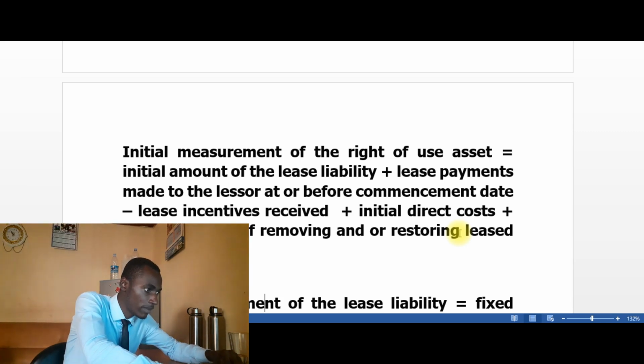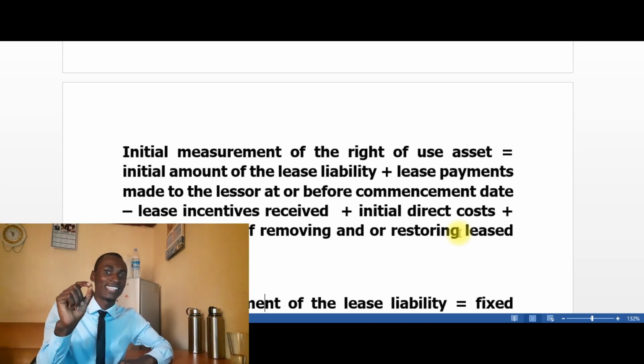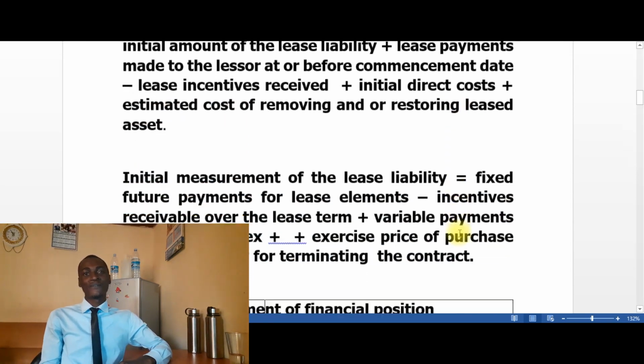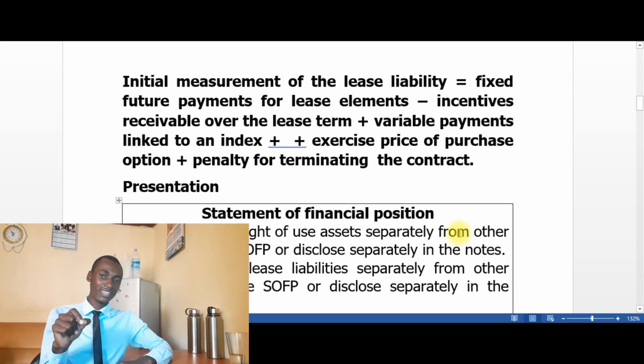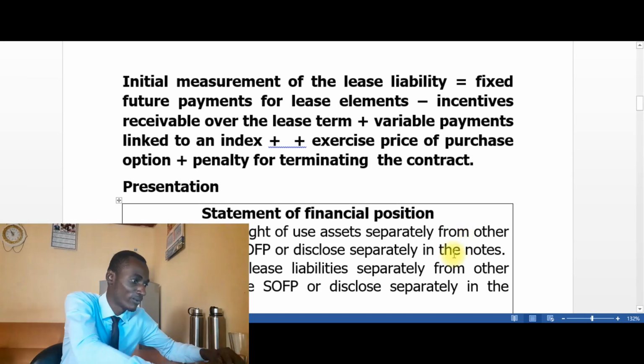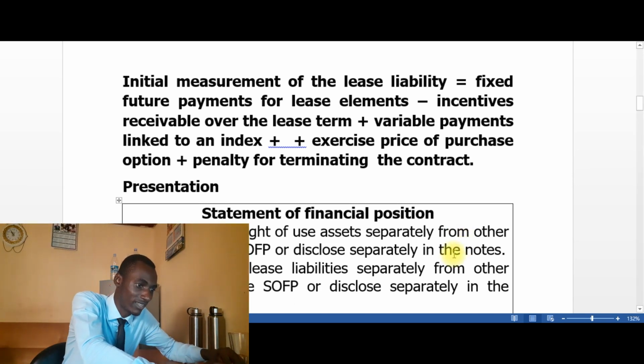In relation to the arrangement of the lease, the lessor agrees to reimburse Rebecca shillings 500 towards the cost of the lease. Now there is an incentive to be received by Rebecca, our lessee. Remember, under the initial measurement of the right of use asset, these incentives should be deducted. So we have to exclude that shillings 500 in the initial measurement of the right of use asset. What next?